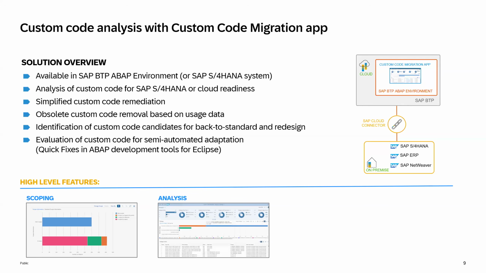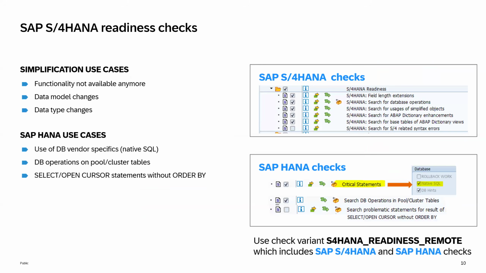The app comes along with the two main features, scoping and analysis. During scoping, you decide which custom code can be scoped for the transition to S/4HANA, and the analysis lets you analyze your custom code for S/4HANA readiness. During custom code analysis, the so-called S/4HANA readiness checks get executed over your custom code, which contain the checks which belong to two main categories.